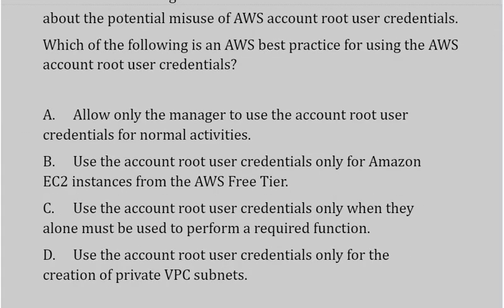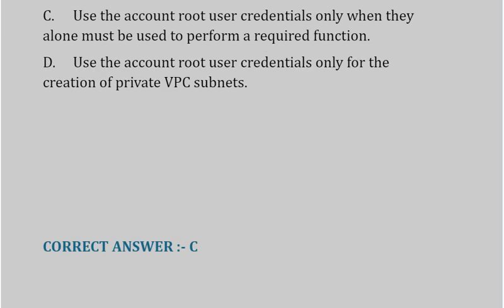Option A: Allow only the manager to use the account root user credentials for normal activities. Option B: Use the account root user credentials only for Amazon EC2 instances from the AWS Free Tier. Option C: Use the account root user credentials only when they alone must be used to perform a required function. Option D: Use the account root user credentials only for the creation of private VPC subnets. Correct answer is Option C.